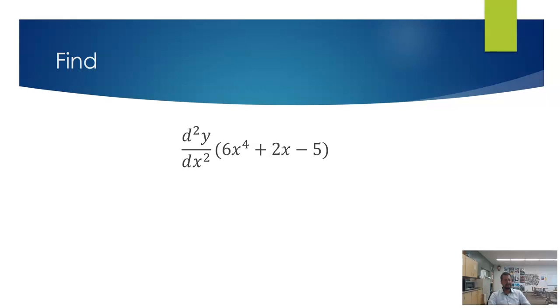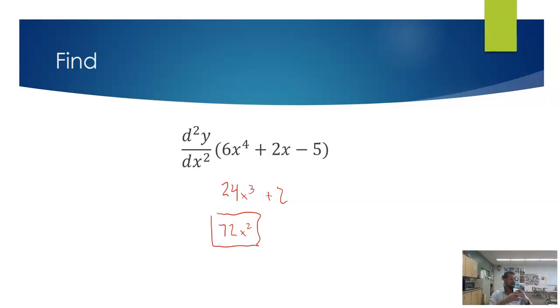So if I had something like this, d squared y over dx squared of 6x to the fourth plus 2x minus 5, this is saying I want you to take the derivative. So my derivative here would be 24x to the third plus 2. Then it's saying I want you to take the derivative of what you just found. So the derivative of 24x to the third is 72x squared. The derivative of 2 is 0. So my second derivative in this case would be 72x squared.